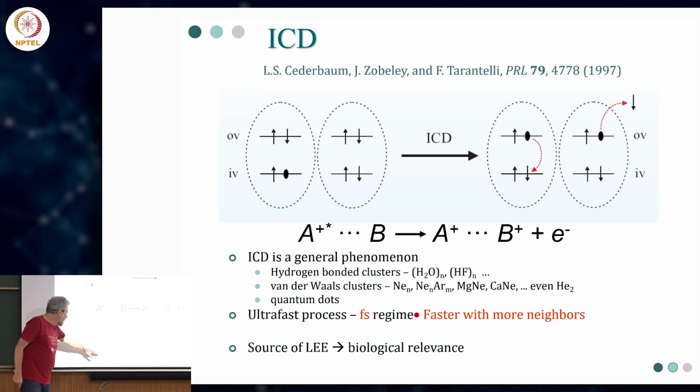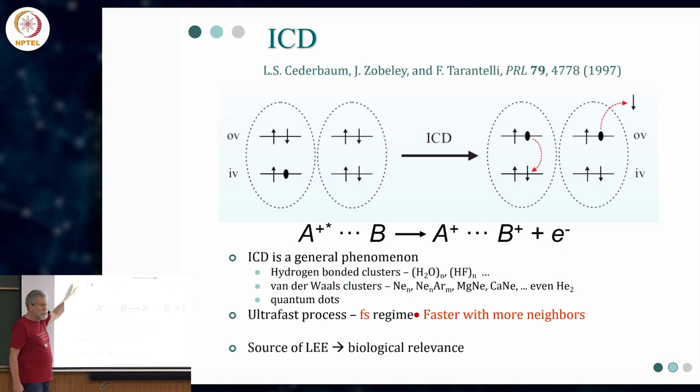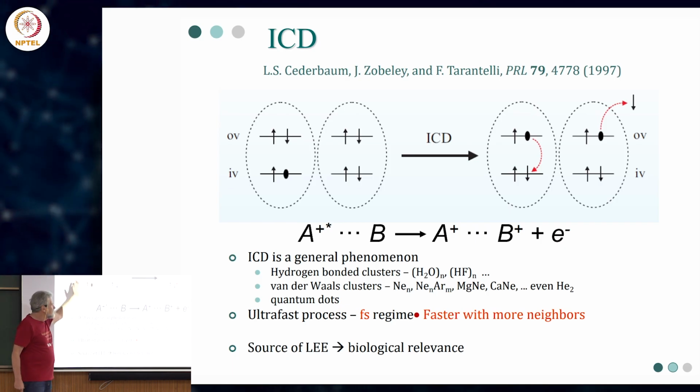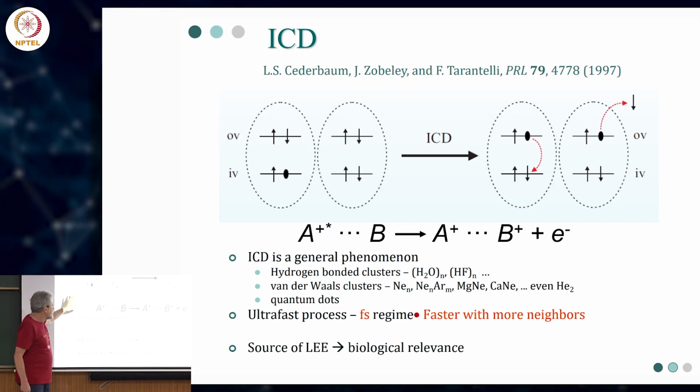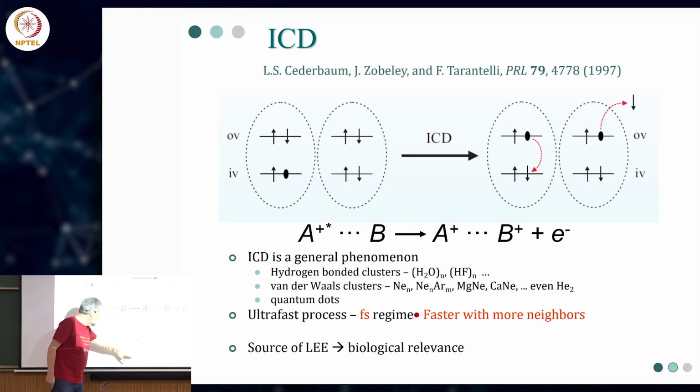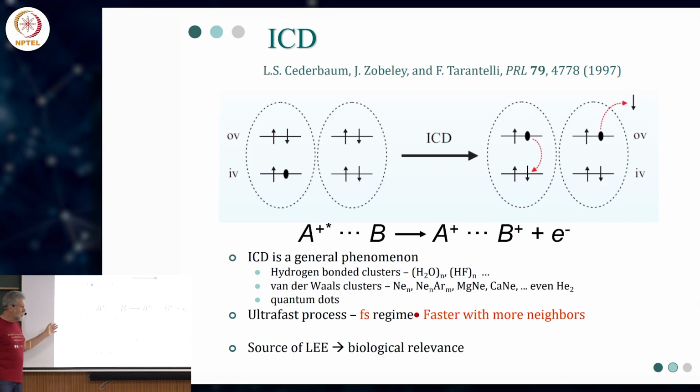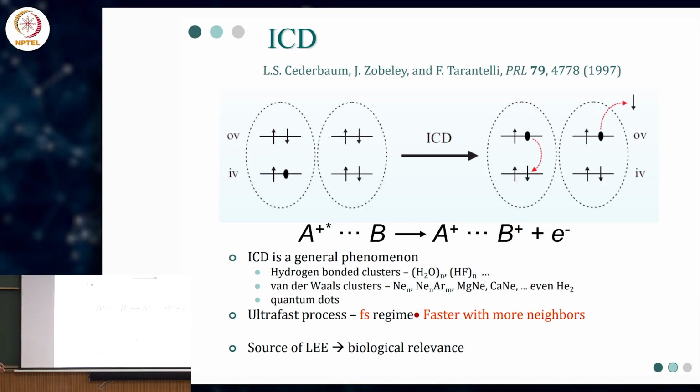It's a source of low energy electrons. They are very slow here, typically between 0 to 10, 15 electron volts, not much more. So this is exactly the range where they are of biological relevance. I will mention it maybe a bit later again.